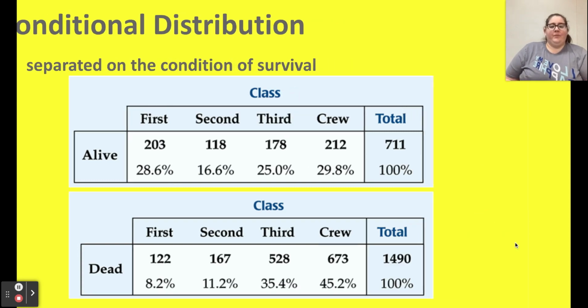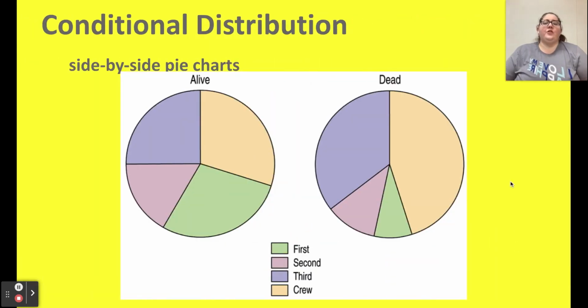And then from that, I could do a couple of things in terms of graphs to compare those percentages. For example, I could make two pie charts where I looked at the people who lived and the people who died and what class they were in. And that works.